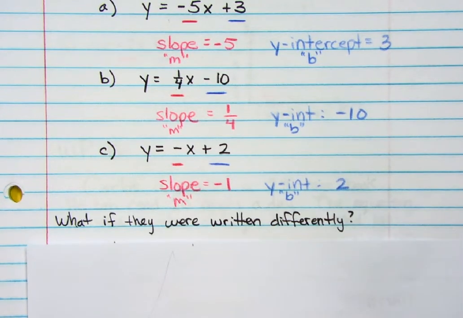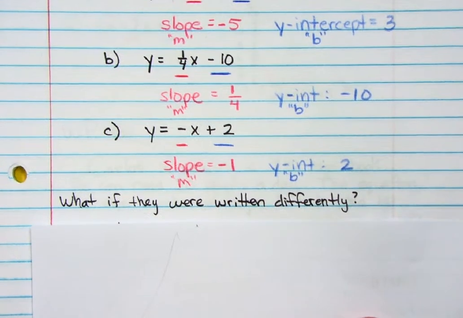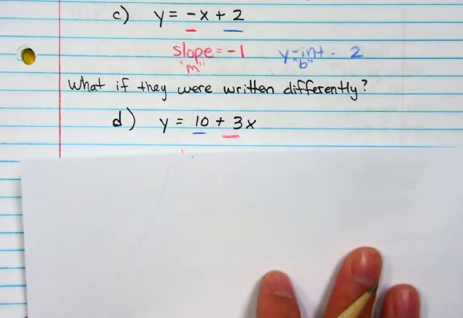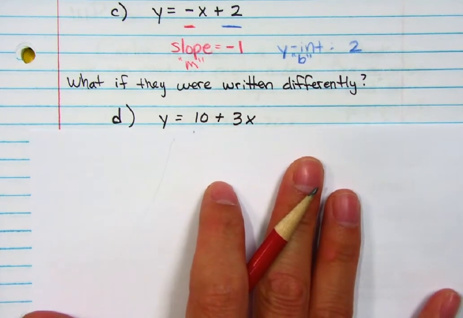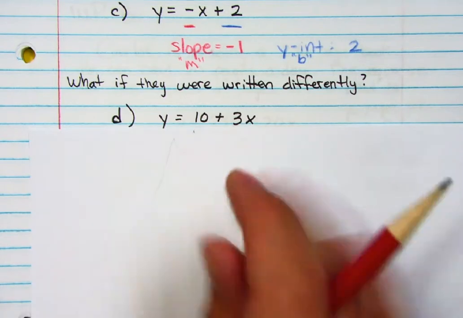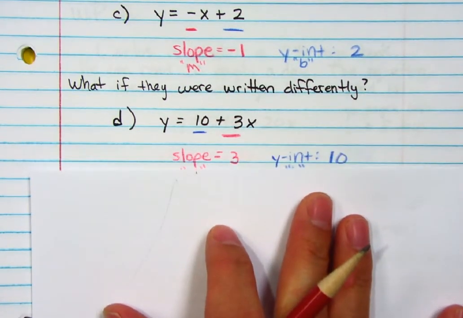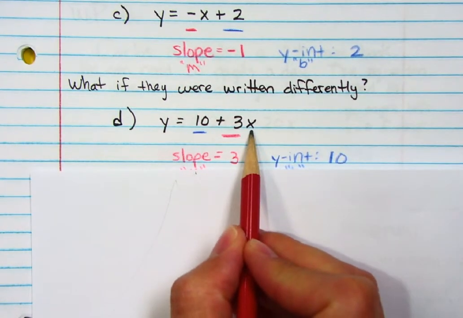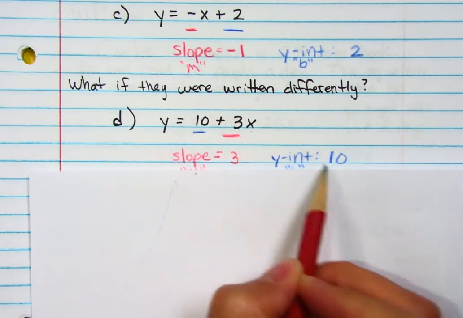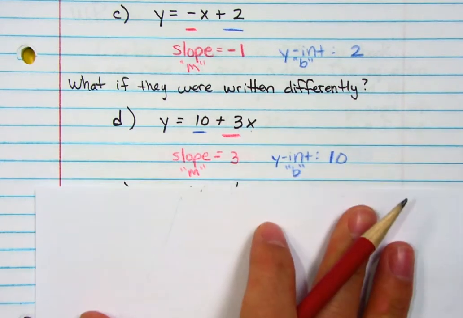All right, now let's see if I can write it differently and throw you off a little bit, challenge you a little bit. y = 10 + 3x. Uh-oh, I reversed those things. Doesn't matter. Look for the x. Here's my x. My coefficient of x is 3. That's my slope. The constant by itself, 10, is my y-intercept.